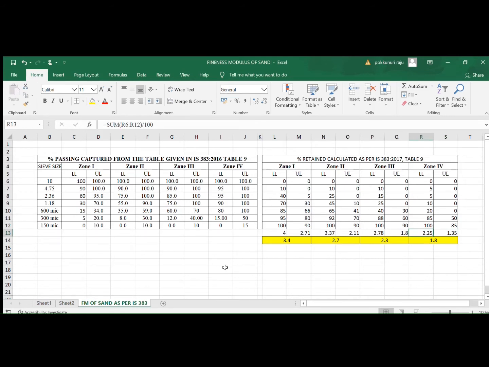Now we take the average of these values corresponding to zone 1, zone 2, zone 3 and zone 4. That means for a material to be in zone 1, the average fineness modulus should be around 3.4.